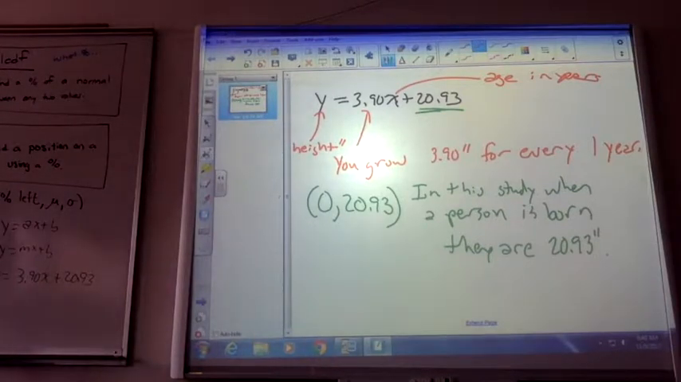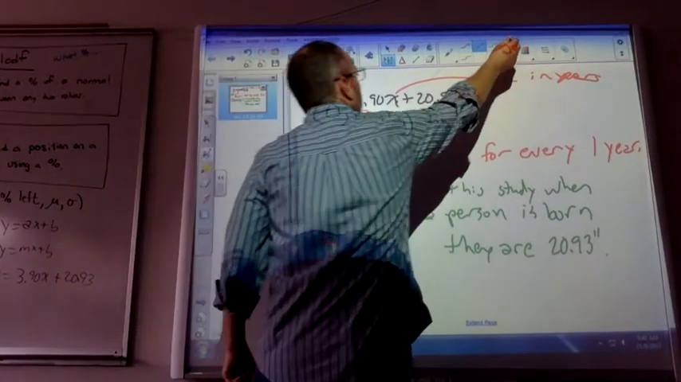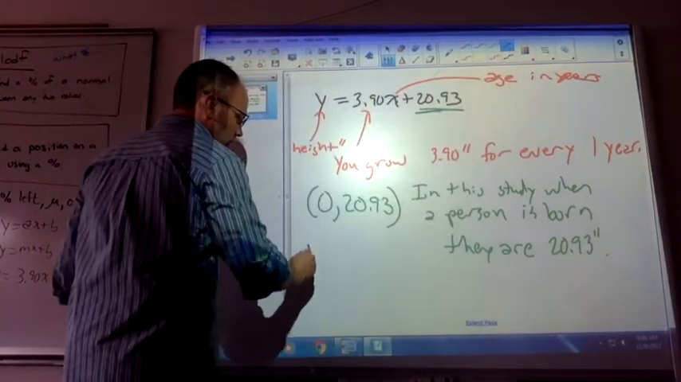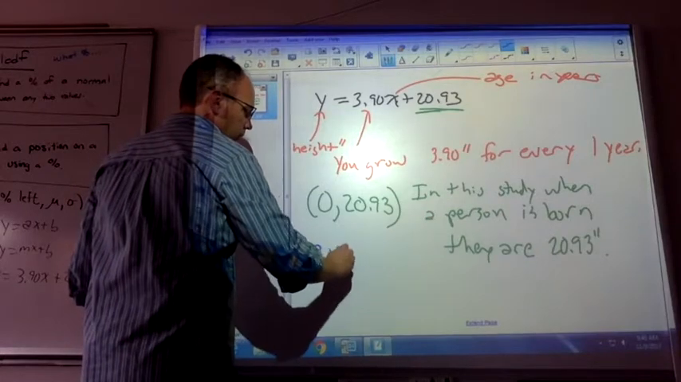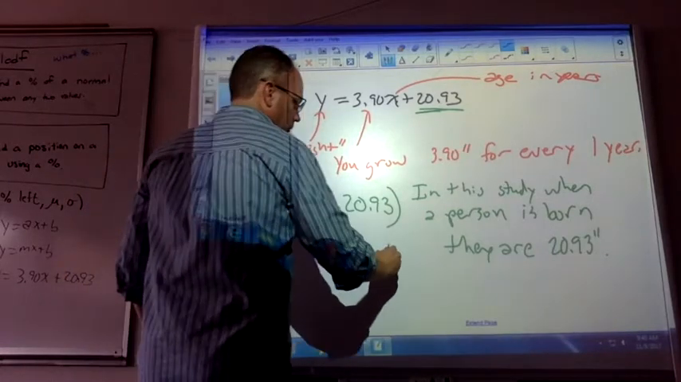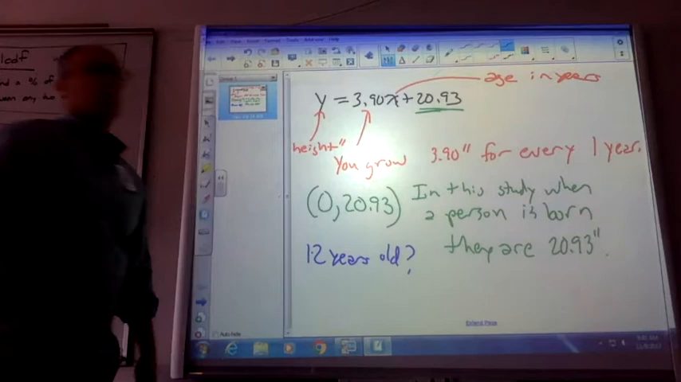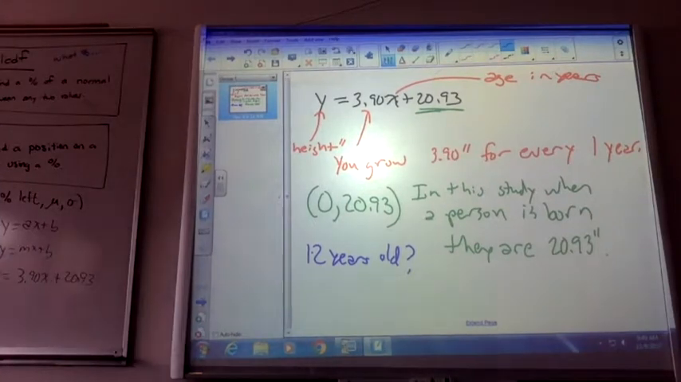Wait. We're not done with the problem yet. We haven't answered it. Okay, so letter C says use our equation to estimate the height of a child in 12 years. So where am I going to plug a 12 in to our given equation that we just used? Where do I plug it in?